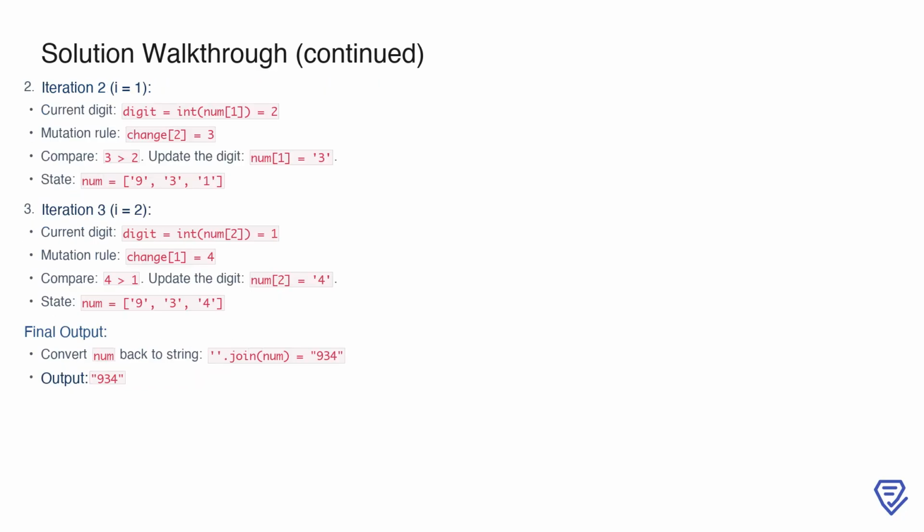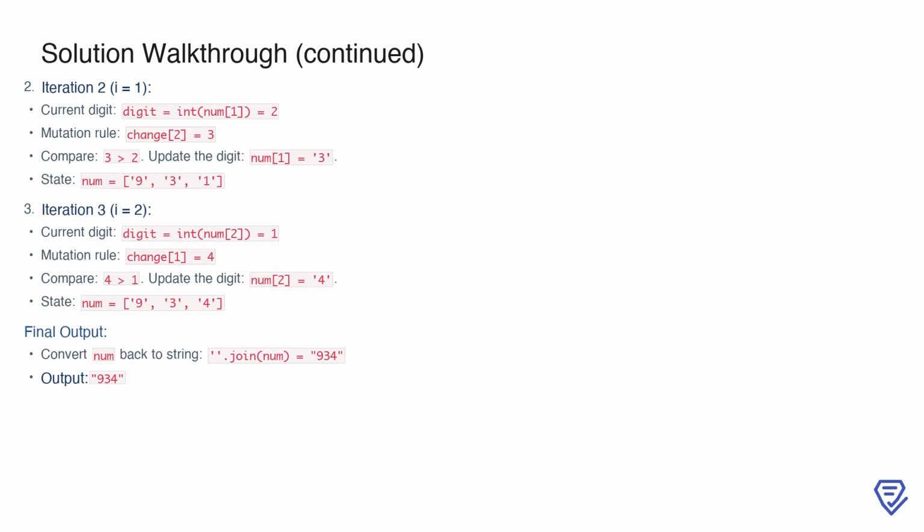Next, in the second iteration, we examine the digit at index 1, which is 2. From the mutation rules, change 2 is 3. As 3 is greater than 2, we update the digit at index 1 to 3. The state of number becomes 9, 3, 1.